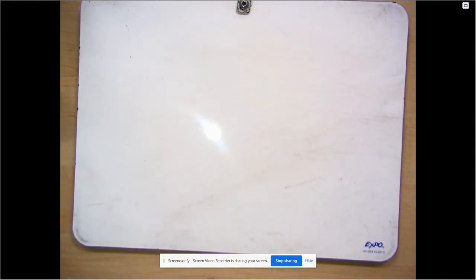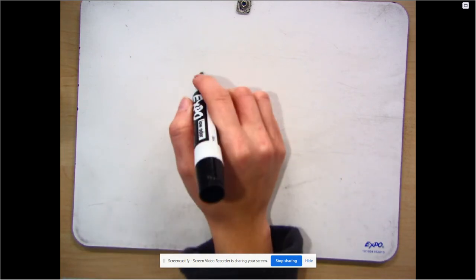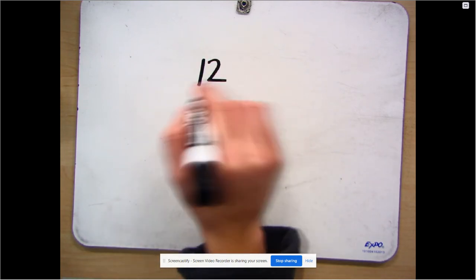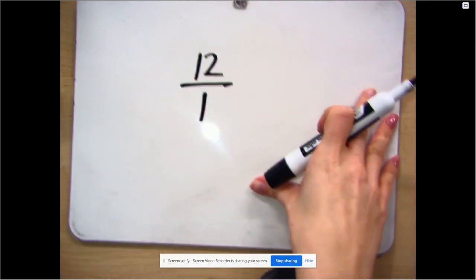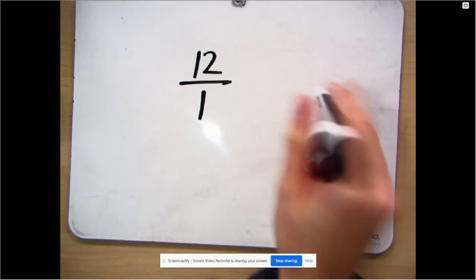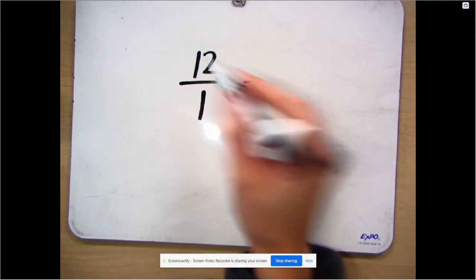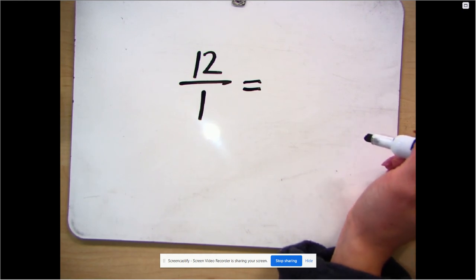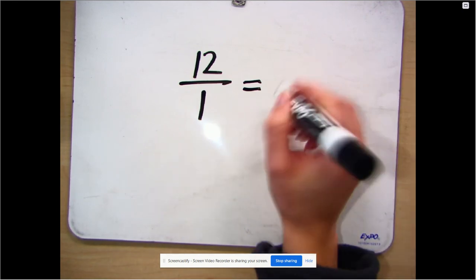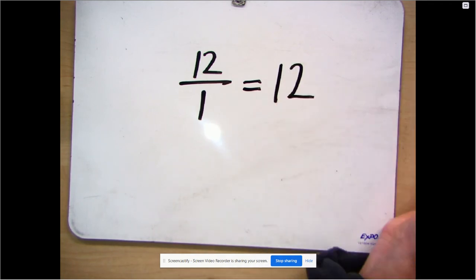Erase. Let's do a little bit more. I want to show you something. When I have a whole number in the numerator and a whole number in the denominator, what's special about this fraction is that our denominator is 1. Does anybody know what 12 over 1 is? Oh, there's the bell. What is 12 over 1 equivalent to? I'm going to tell you. It's equivalent to a whole number.